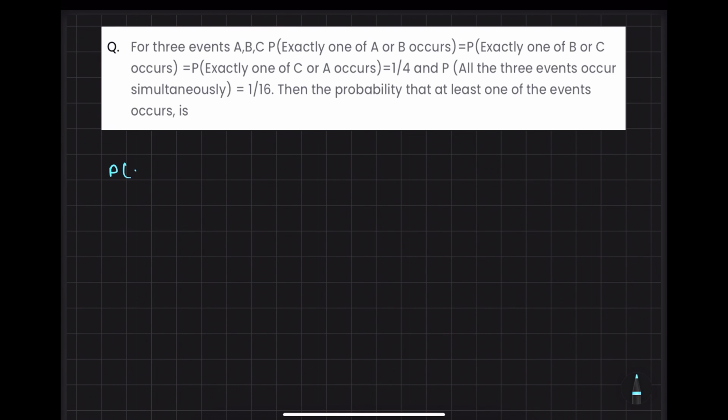So the probability of exactly one of A or B occurs. Okay, so this is 1 by 4. Okay. Now we have probability of, I'll copy.